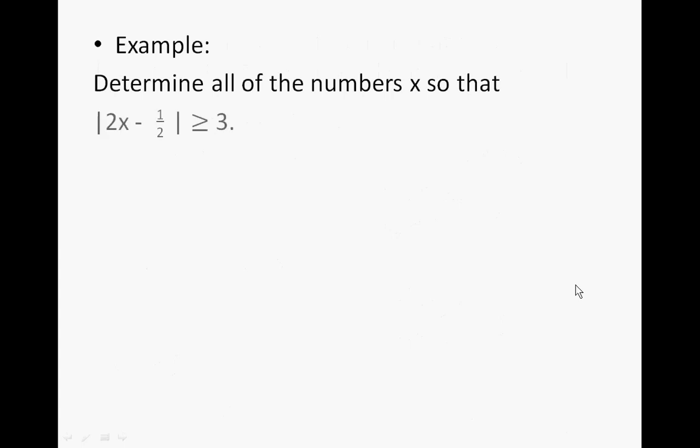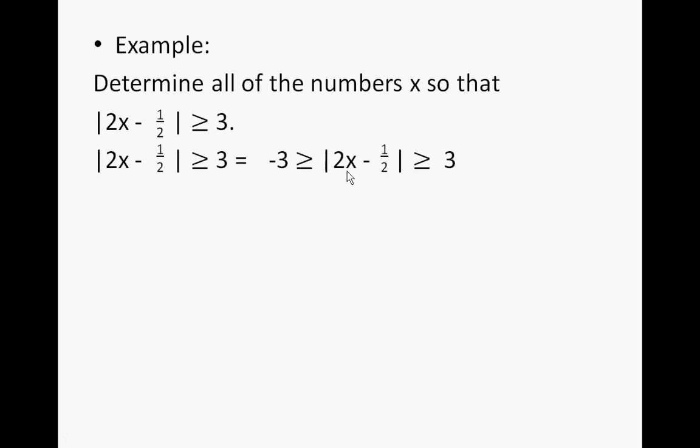All right, let's take a look at another example. Determine all the numbers x so that the absolute value of 2x minus 1/2 is greater than or equal to 3. Again, this can be written as a double inequality. If it is greater than or equal to 3, then the other side, because of the absolute value, is that now we have a range between minus 3 and 3. And again, we handle them separately.